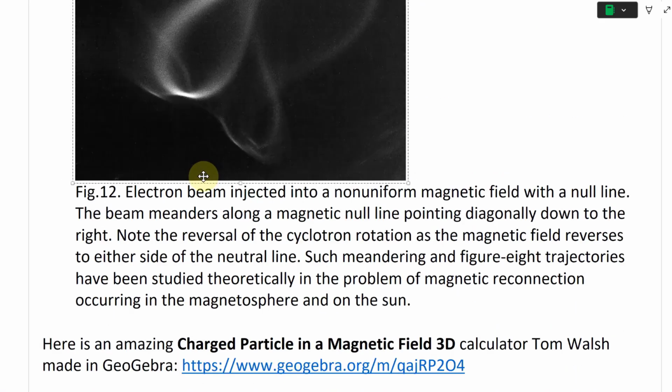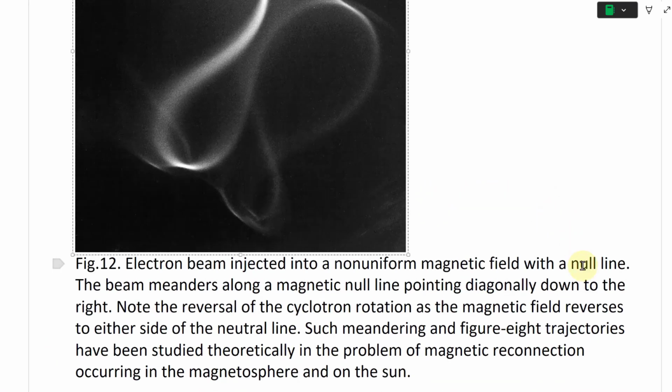Okay, so here's another setup. This is the last one, figure 12. Electron beam injected into a non-uniform magnetic field with a null line. So I think a null line has no magnetic field there.